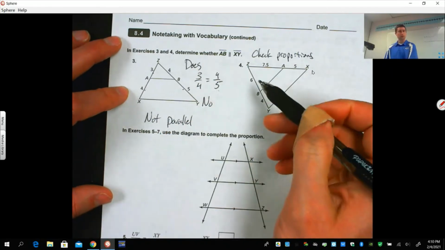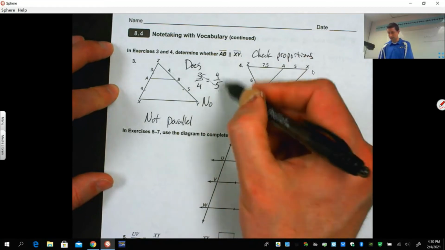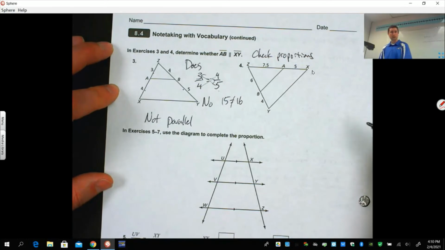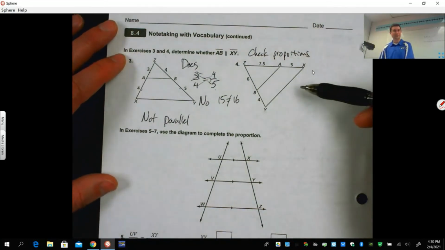Again, if you have trouble recognizing that, just cross multiply. 3 times 5 is 15. 4 times 4 is 16. Those are not equal, so they're not parallel. So that one's no. I'm going to guess number 4 is yes.